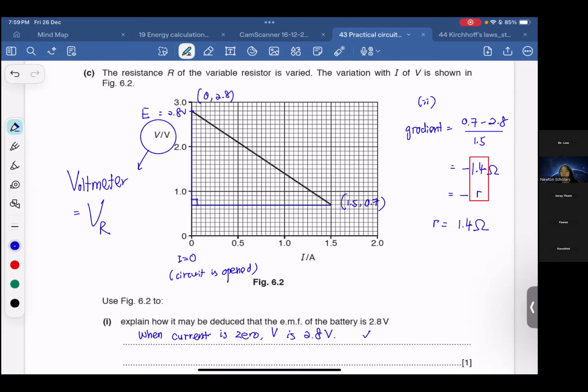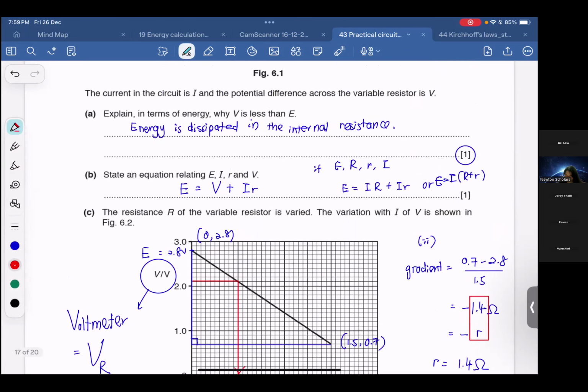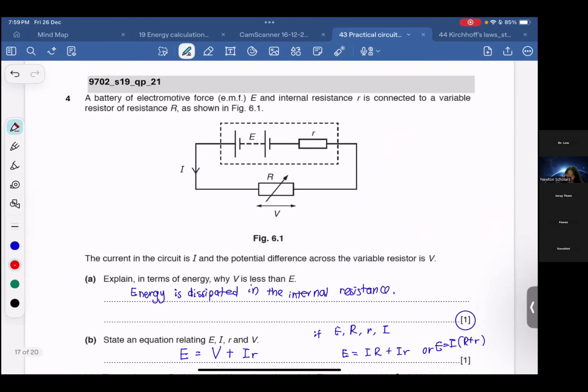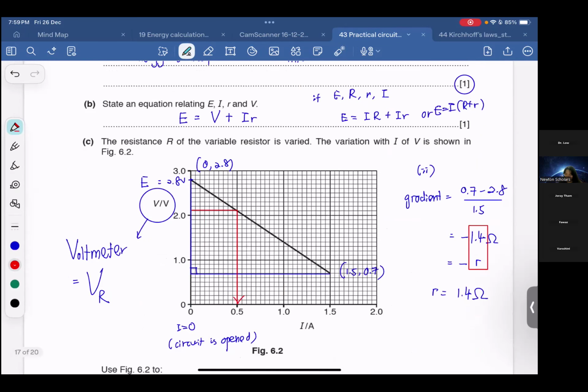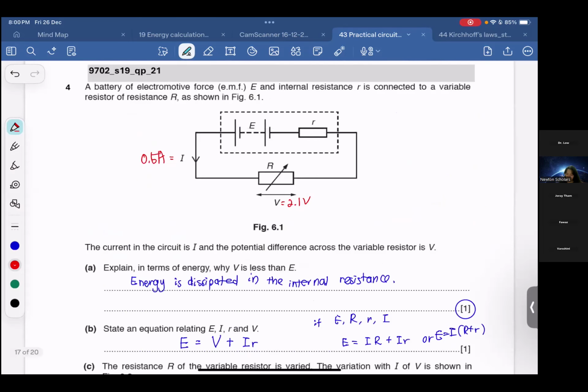Vashini, correct. Fatima, correct. Yes. So they tell you the variable resistor voltage is 2.1. So from here, we go 2.1, go here, and then I know the current flowing through the resistance. Okay, so here this one is 2.1 volt. Current is 0.5 ampere. So can you see that here? V, I, so I can count R.